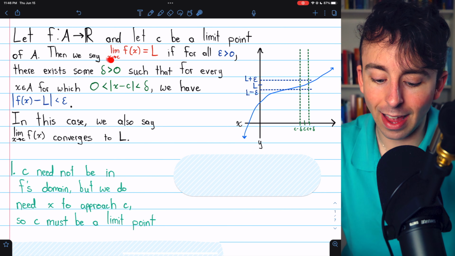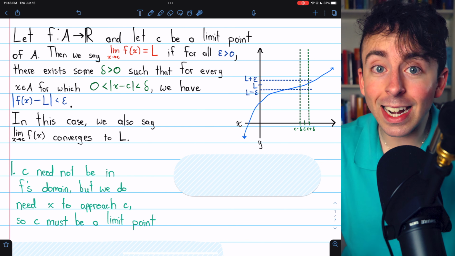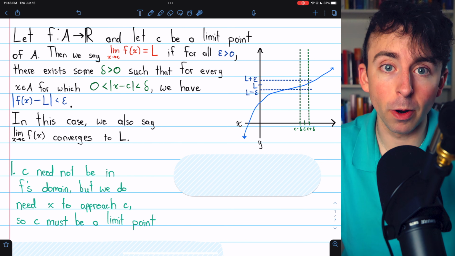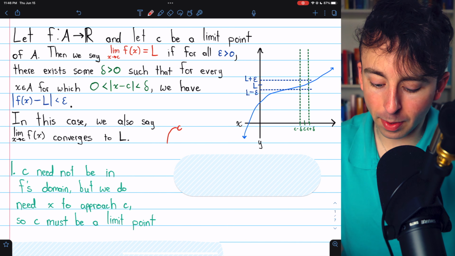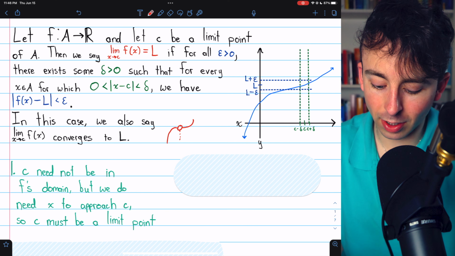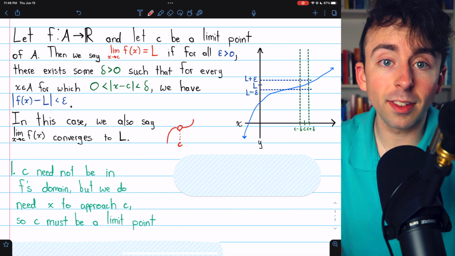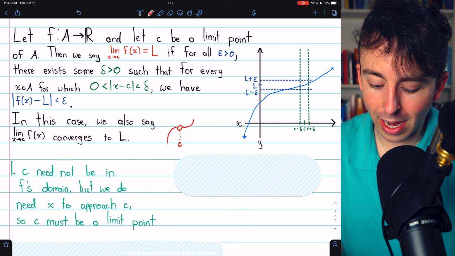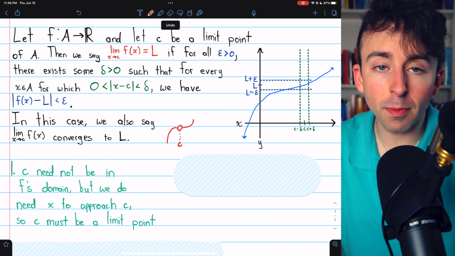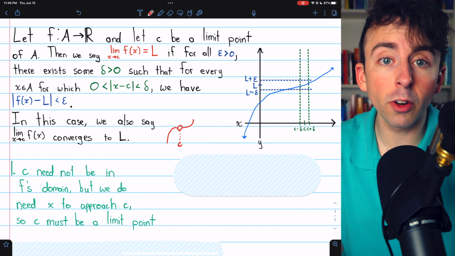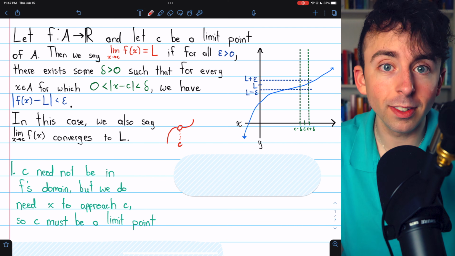Obviously, the limit as x approaches c doesn't mean anything if x can't approach c. I'm sure you remember from calculus how, in a situation like this, the limit of the function as x approaches c is not going to change if we have a hole or if we fill it in with some other value. It doesn't matter at all. We're asking, what does a function do as x approaches c?